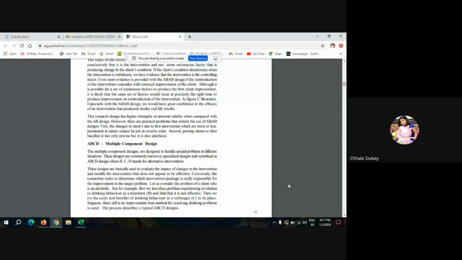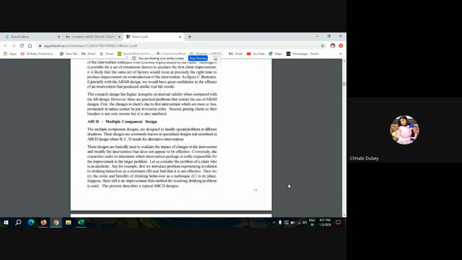Okay, so this design is very much useful to evaluate the impact of changes in the intervention. And we can accordingly modify the intervention from time to time in order to improve its effectiveness. And conversely, if the researcher seeks to determine which intervention package is really responsible for the improvement, that can also be done. Okay, so this is again a typical design which uses multiple intervention plans.